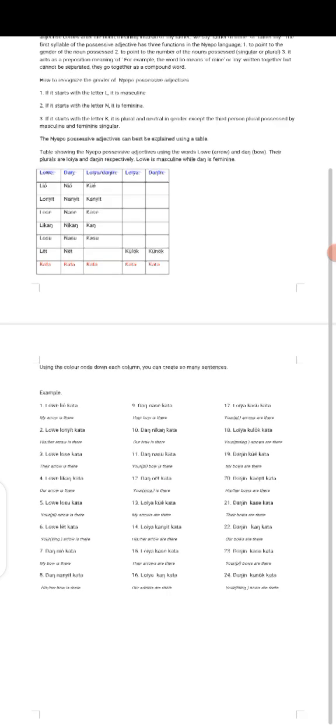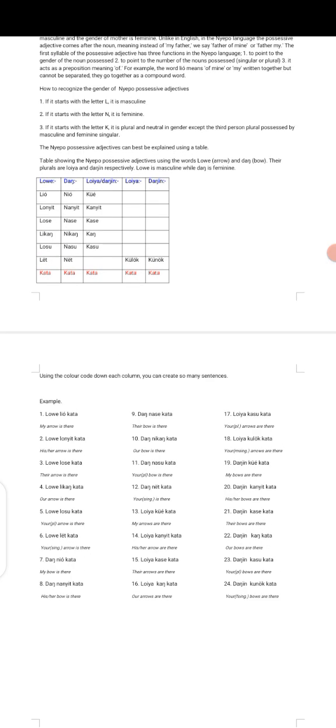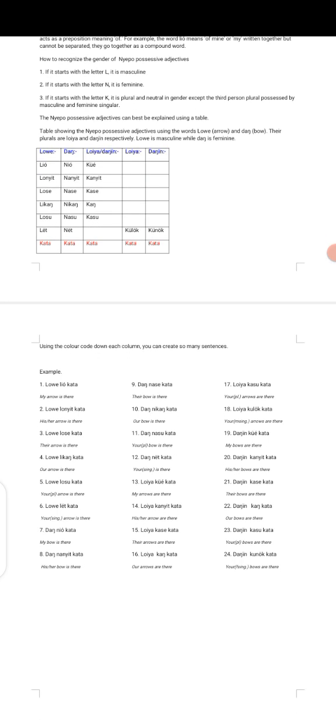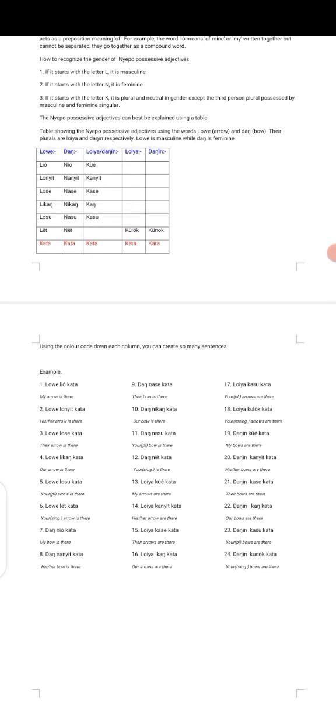How to recognize the gender of the Nyepo possessive adjectives? 1, if it starts with the letter L, it is masculine. If it starts with the letter N, it is feminine. If it starts with the letter K, it is plural and neutral in gender, except the third person plural possessed by masculine and feminine singular.